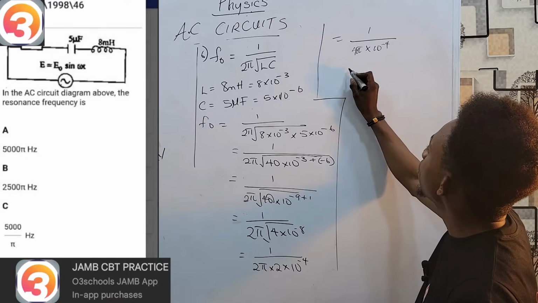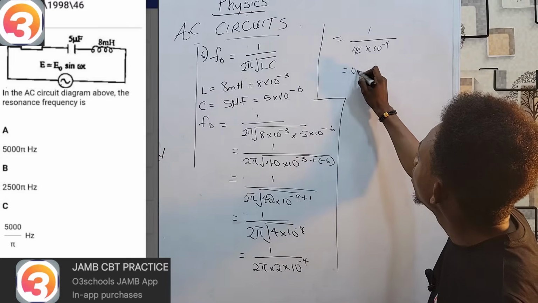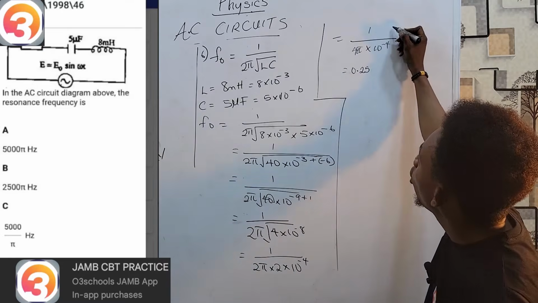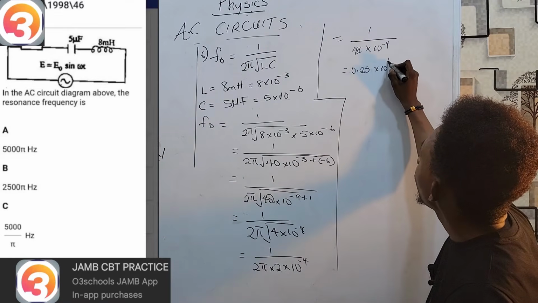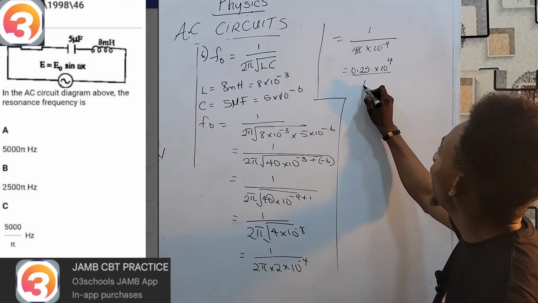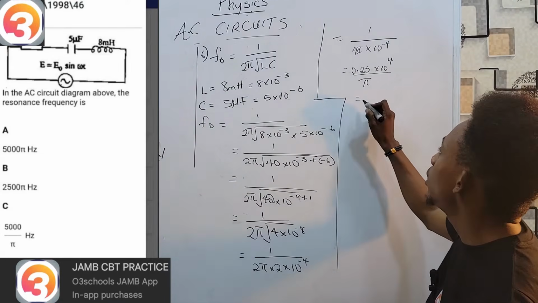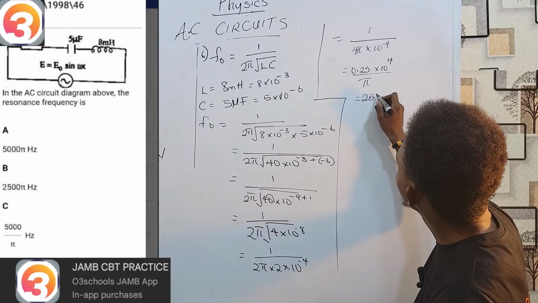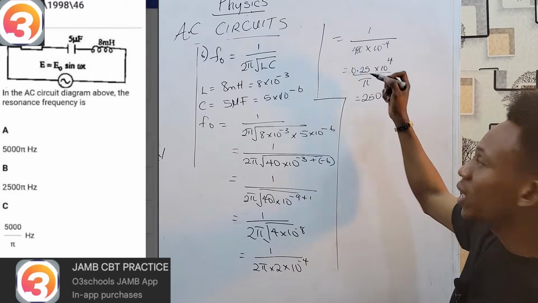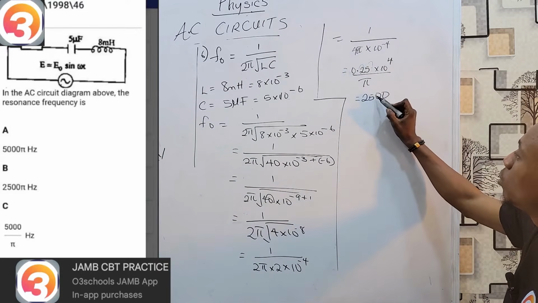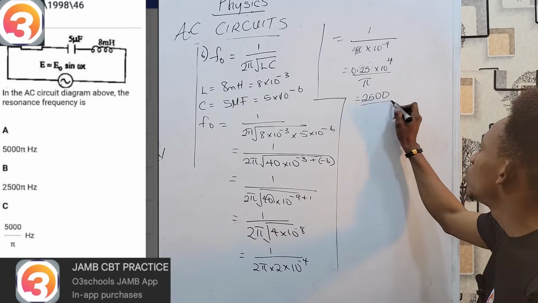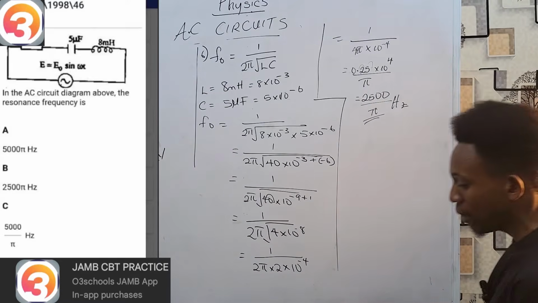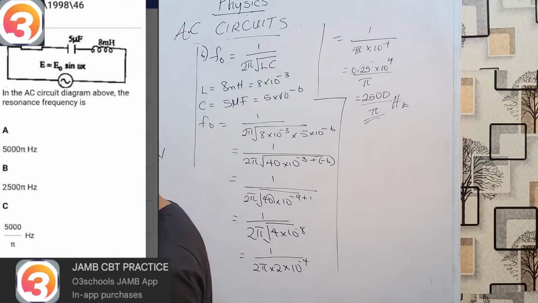Now, I can divide 1 by 4. 1 divided by 4 gives me 0.25. Then this 10 raised to power minus 4 can go up, giving me times 10 raised to power plus 4. But pi remains down. And next, putting this in full figures will be 2,500. As you are aware, the point moves forward 4 times: 1, 2, which brings it here, 3, 4. So over pi hertz. So my answer is 2,500 over pi hertz.